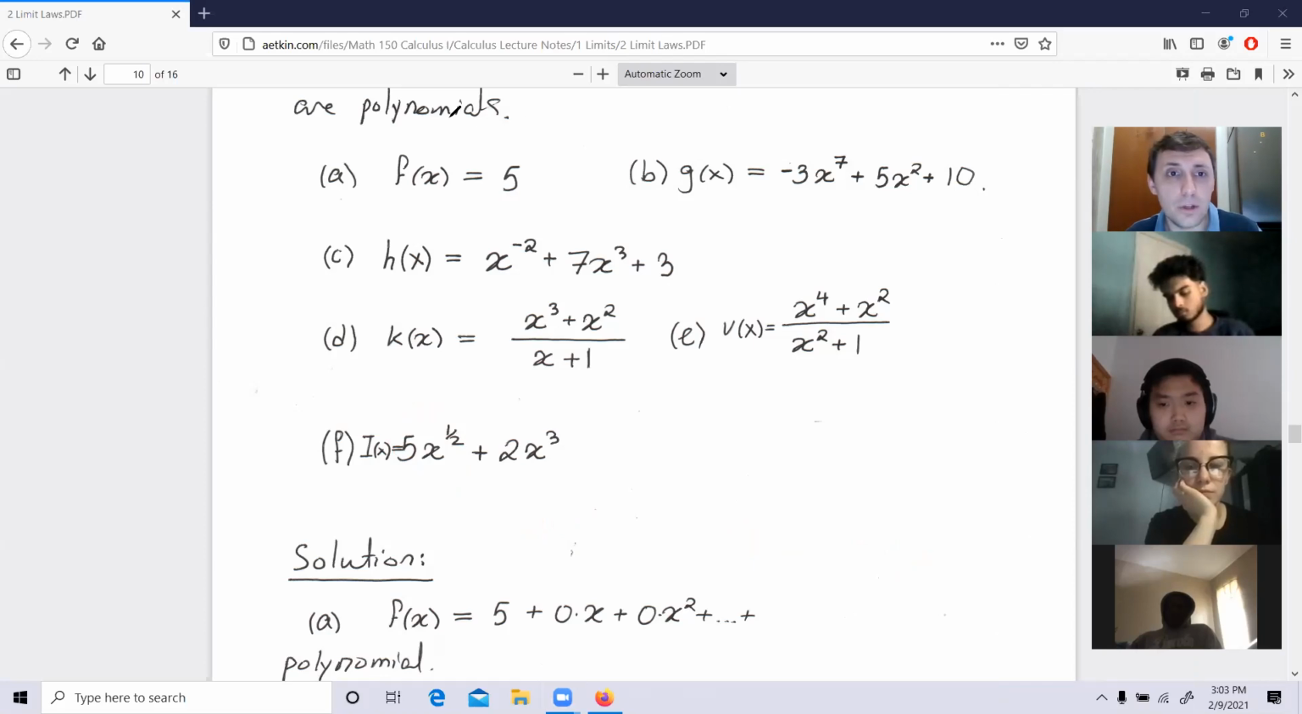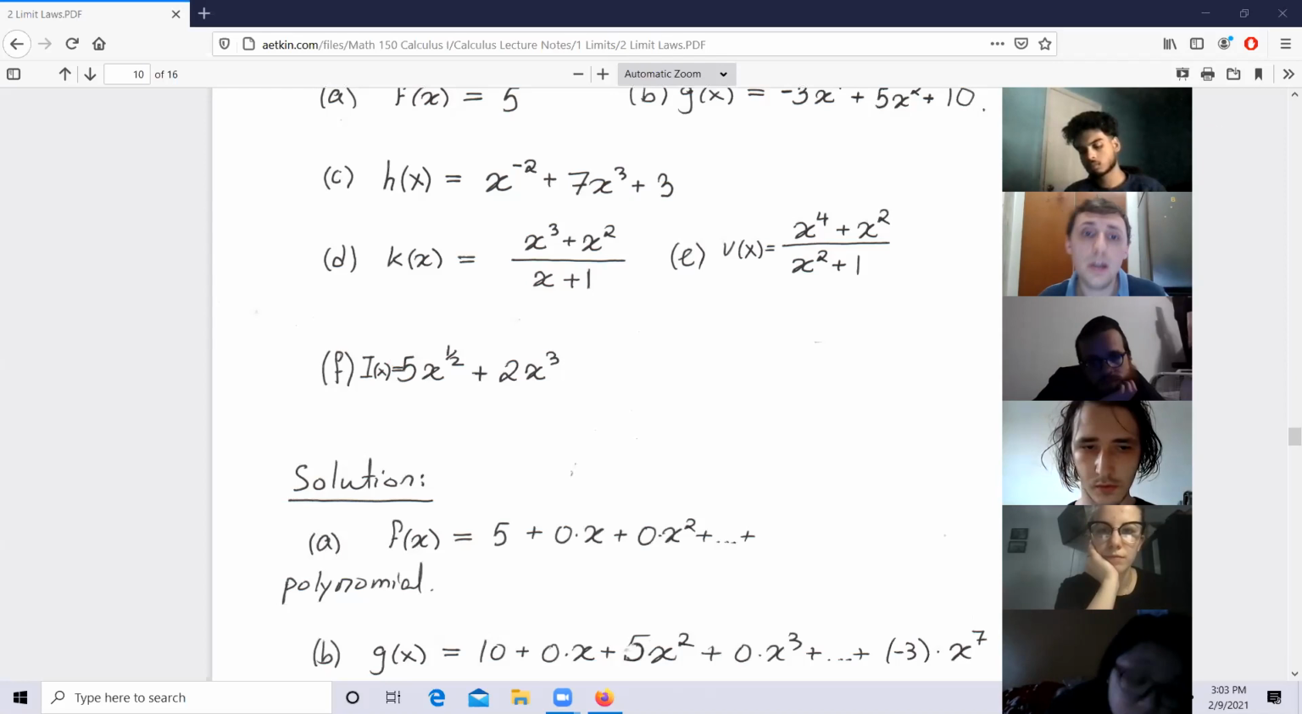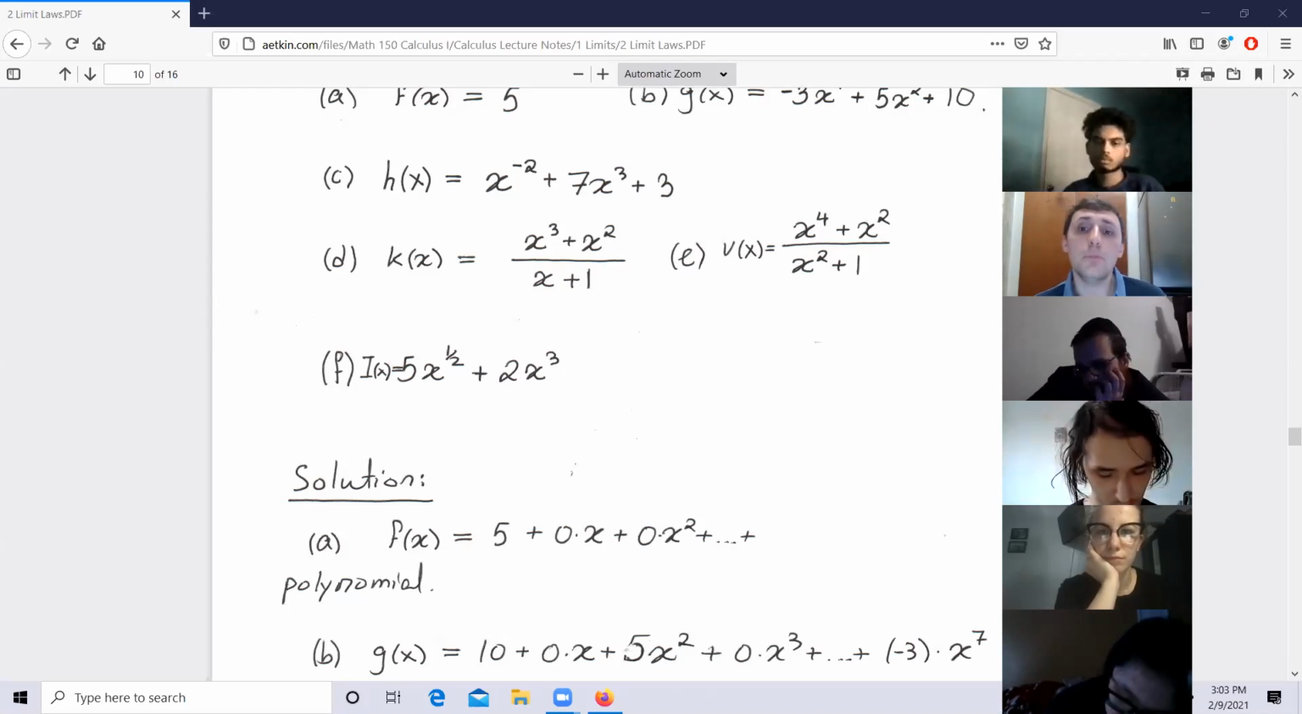Good? So the answer is no, it's not a polynomial. Clear? It's not a polynomial because this function does not digest negative numbers. But a polynomial can digest all numbers just because multiplication and addition works for all numbers. Do you understand?